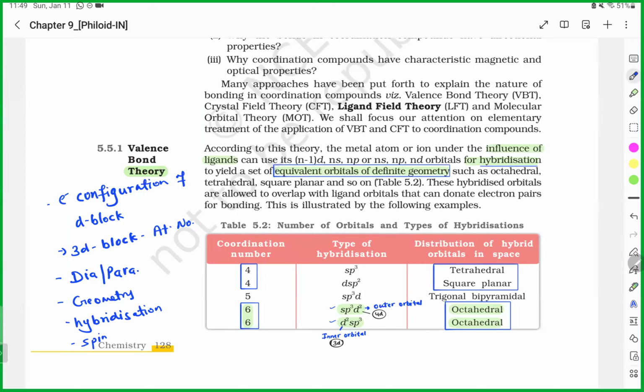What are the different types of geometry? It could be octahedral or tetrahedral or square planar. If you have six ligands, then octahedral geometry. If you have four ligands, it could be tetrahedral or square planar. That will decide. Okay.